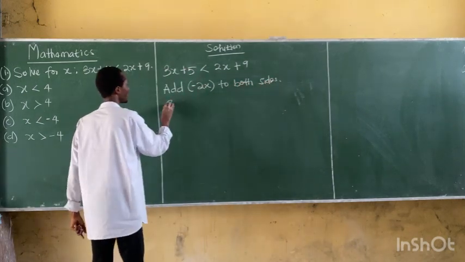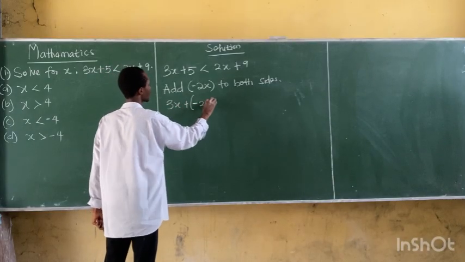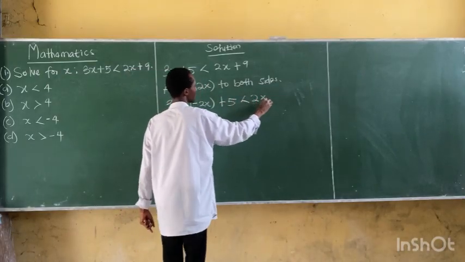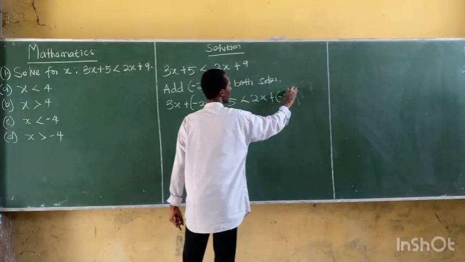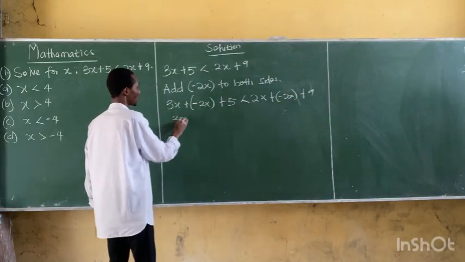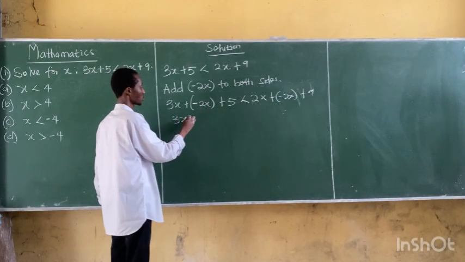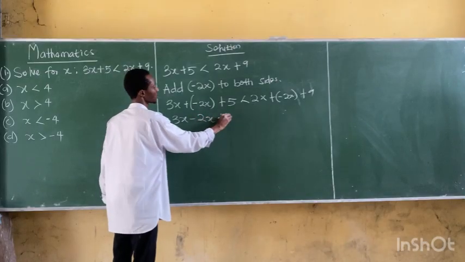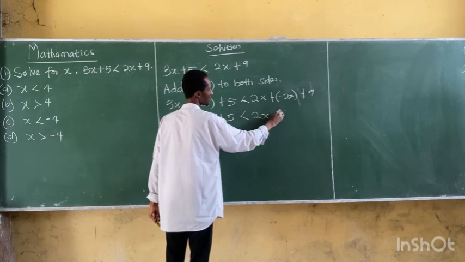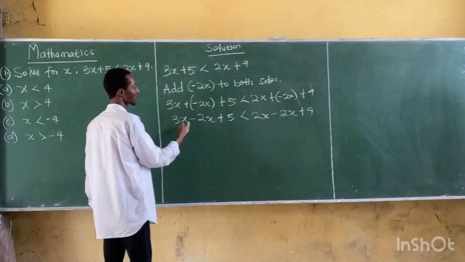If we do that, we have 3x plus minus 2x plus 5 is less than 2x. Don't forget, add minus 2x to both sides, plus 9. Here we have 3x, plus times minus gives us what? Minus. So we have minus 2x plus 5 is less than 2x plus times minus, we have what? Minus 2x plus 9.